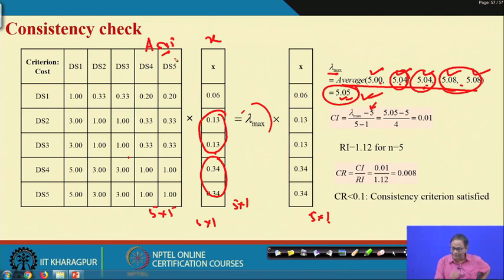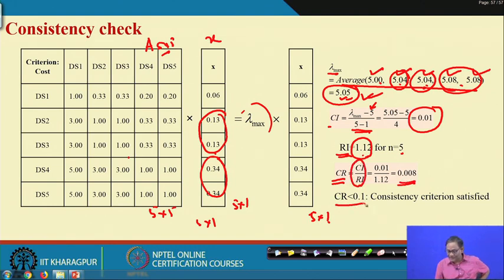So, CI = (lambda max minus n) divided by (n minus 1), with n equal to 5, and this is 0.01. Then what is RI for 5? From the table I have shown you earlier, the random inconsistency index is 1.05. What is then the consistency ratio? CI by RI, this is 0.008, which is less than 0.1. So, the consistency criterion is satisfied. That means the data given by the experts in the pairwise comparison is consistent.